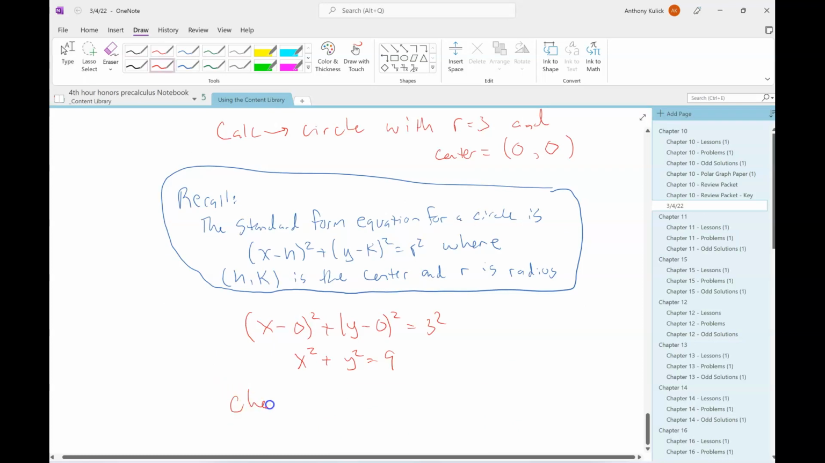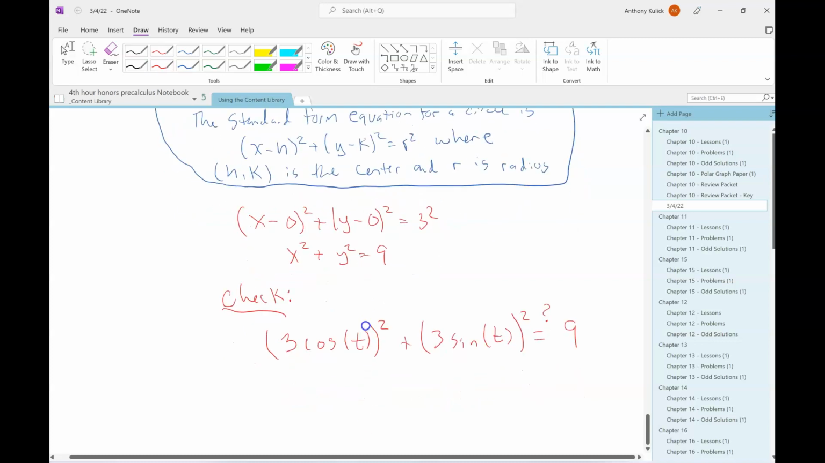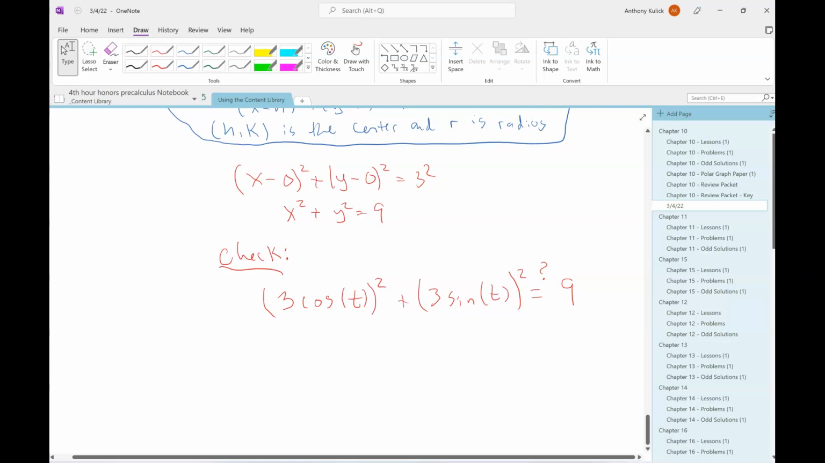Okay, let's check this now. We got that just from looking at our picture on our calculator. The x coordinates are all coming from the parametric equation for x, so I'll put the 3 cosine t in for x. And we'll put the 3 sine t in for y. And we want to see if that does indeed equal 9. So what's 3 cosine t squared equal? That's just 9 cosine squared t, right?